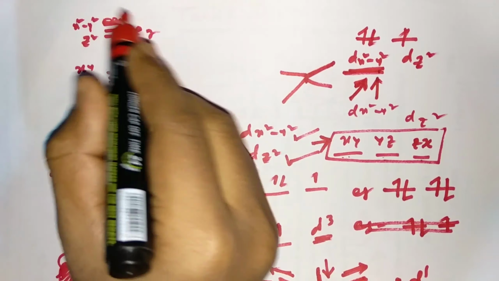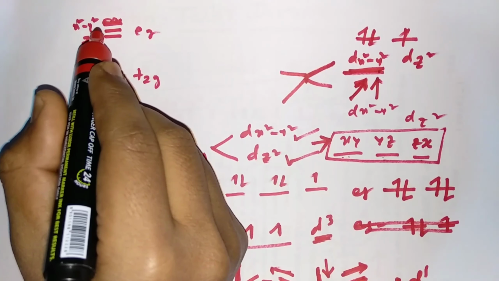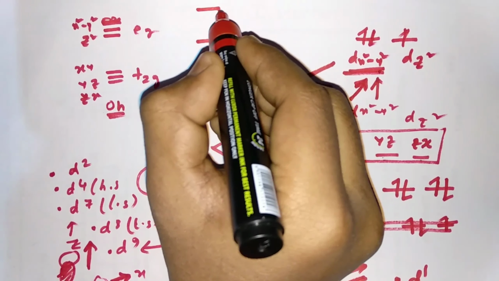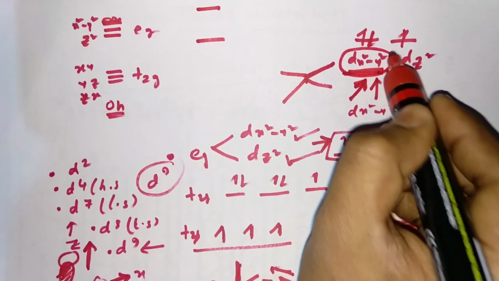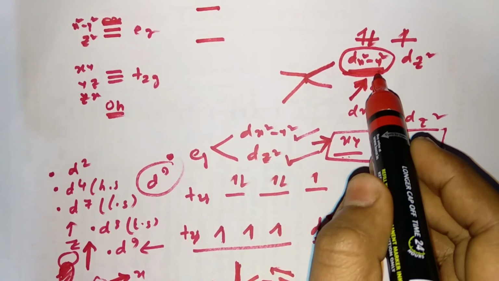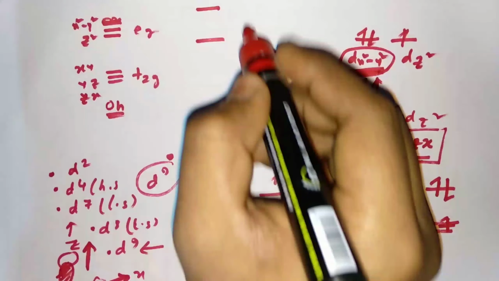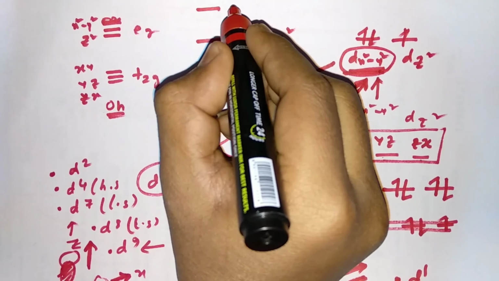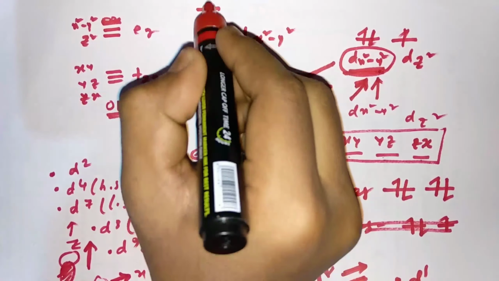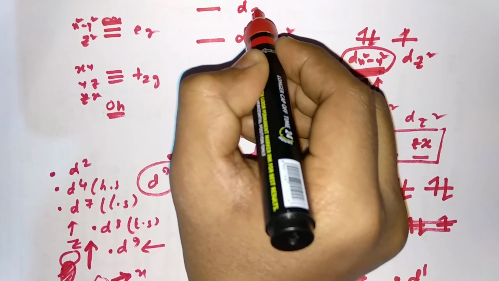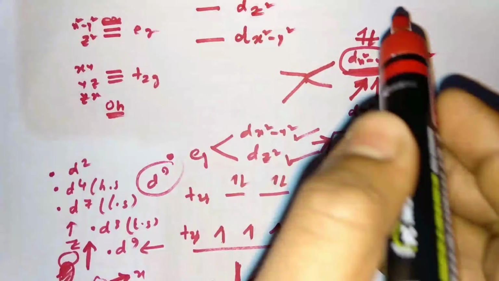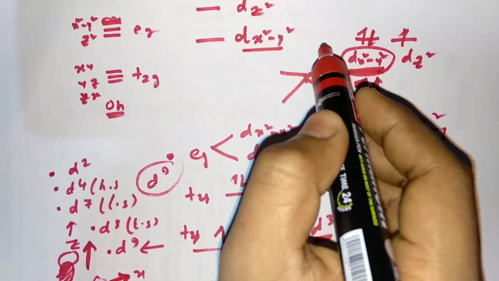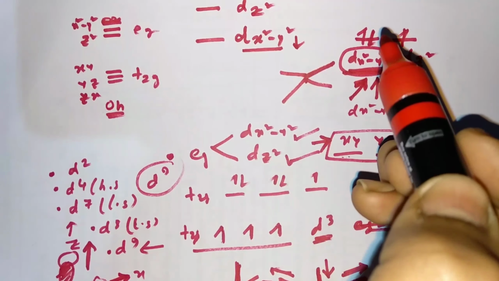And that is why the EG level that consists of dx square minus y square and dz square orbitals will be split like this. The energy of the dx square minus y square orbital will decrease because of the increment of this bond length. So this will be like this one, and from the centrosymmetric rule, the energy of the dz square orbital will increase by a similar amount.